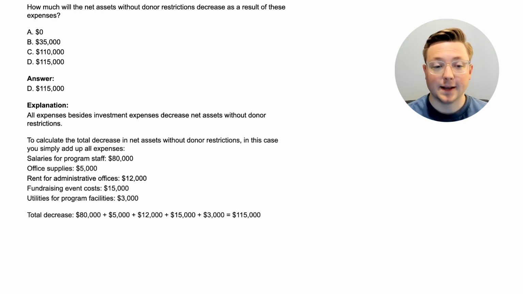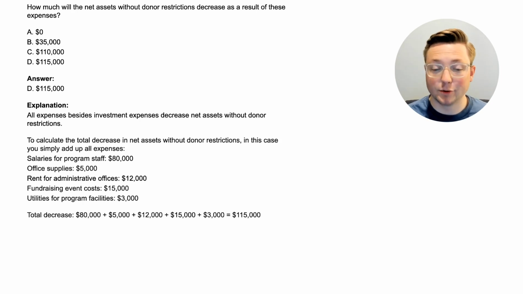All right, here we are at the answer. The answer is D. $115,000 is how much the net assets without donor restrictions will decrease. So let's read through this. All expenses besides investment expenses decrease net assets without donor restrictions. So that's a pretty easy rule to remember. All expenses in a not-for-profit entity besides investment expenses reduce net assets without donor restrictions.